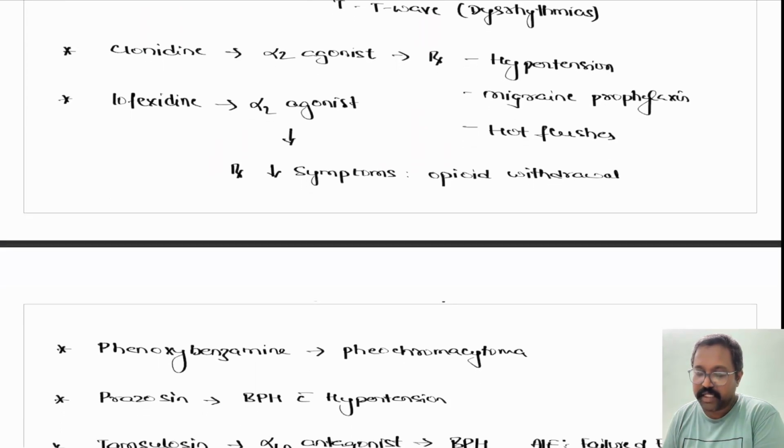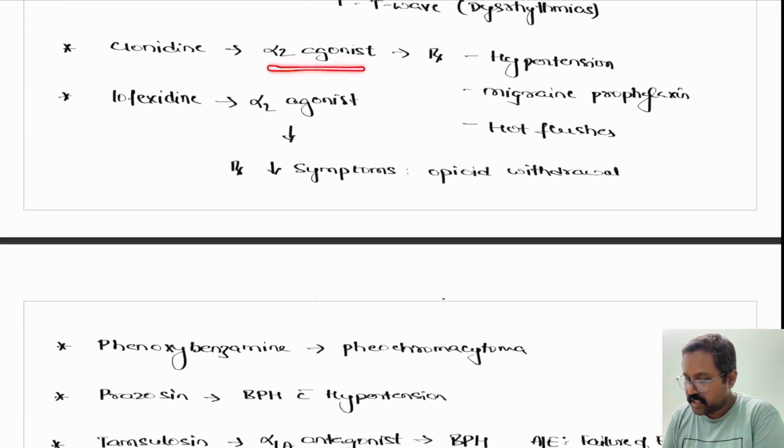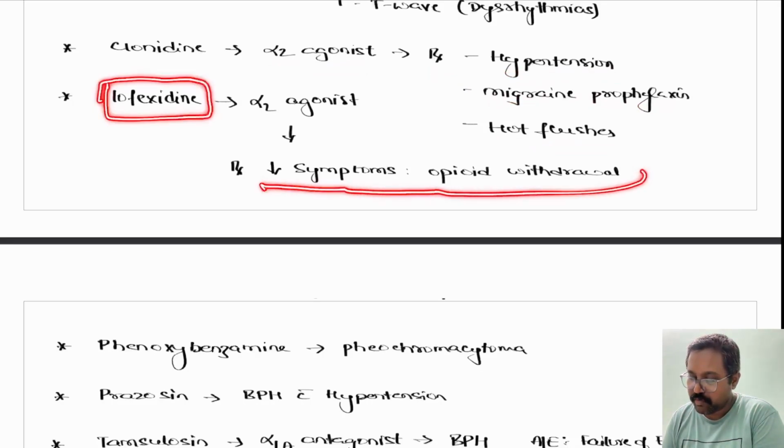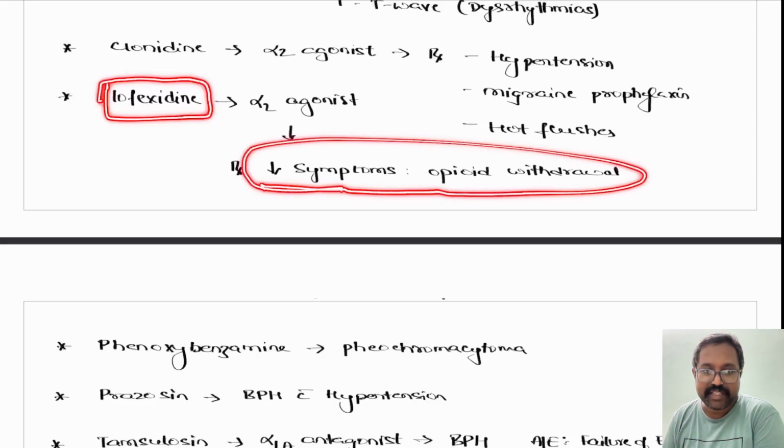Next we have clonidine. Clonidine is an alpha 2 agonist and is used for treatment of hypertension, migraine prophylaxis and treatment of hot flashes. We have one more drug under alpha 2 agonist, that is lofexidine, which is mainly used to decrease the symptoms of opioid withdrawal.